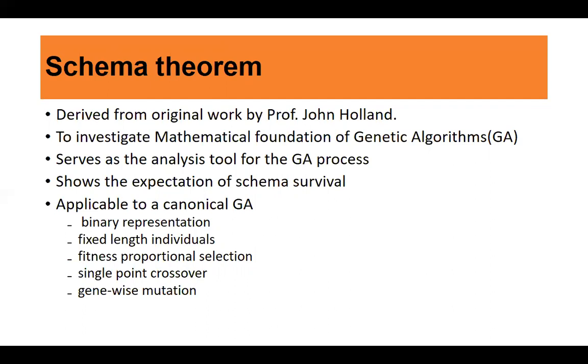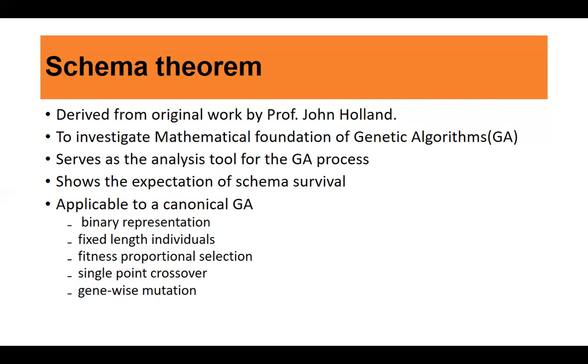It is applicable to the canonical GA. The canonical genetic algorithm refers to the GA proposed by John Holland in 1965. So what is that canonical GA? It has a binary representation. Individuals are of fixed length. It follows fitness-proportional selection, like roulette wheel selection, which we saw in the previous lecture. Then single point crossover. We have seen there are many different crossover types, but the canonical GA is based only on single point crossover, and it has a gene-wise mutation.